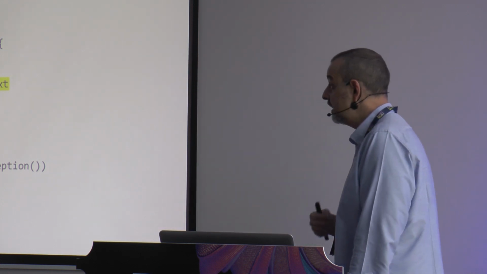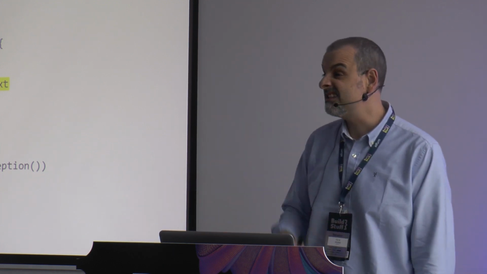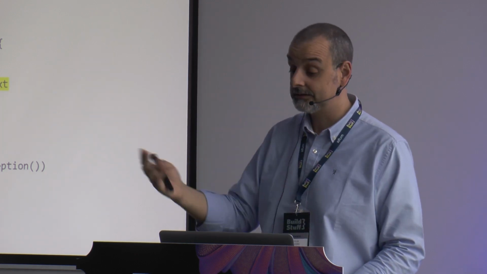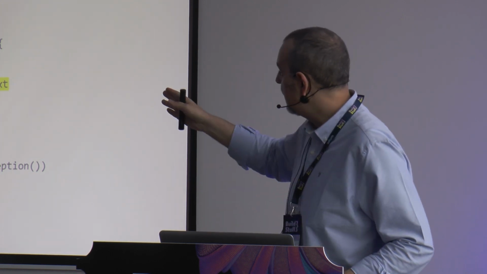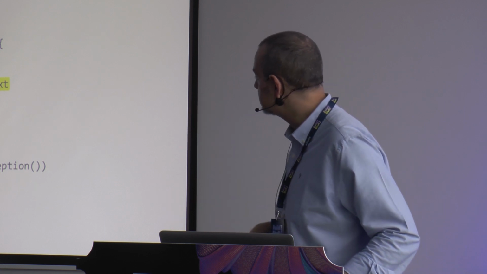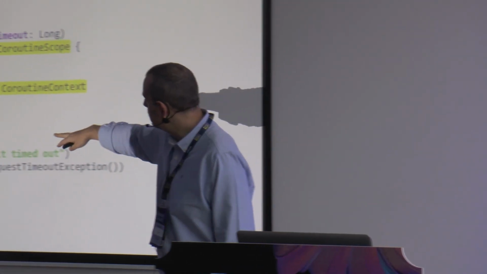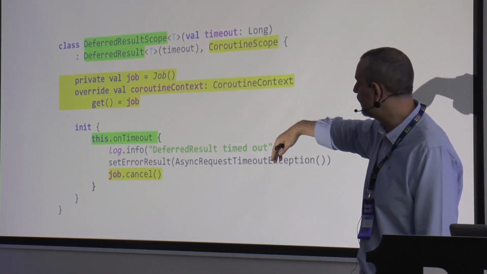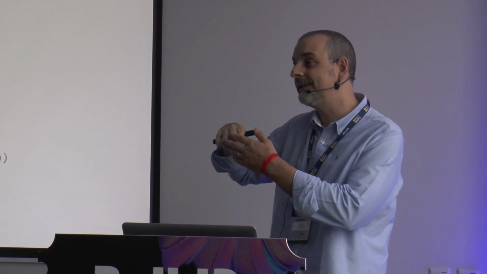In this case, the scope is a request. And I'm using the deferred result to represent the request. If the request ends, I want everything that was created in the context of the request to be cancelled. So I need to create my own scope, which derives from deferred result and implements a coroutine scope. I will not go into the details. I just need to define a handler. And in that handler, on timeout, that onTimeout is automatically called by Spring, I will cancel. And by cancelling the coroutine, I will cancel any child coroutine that was launched.